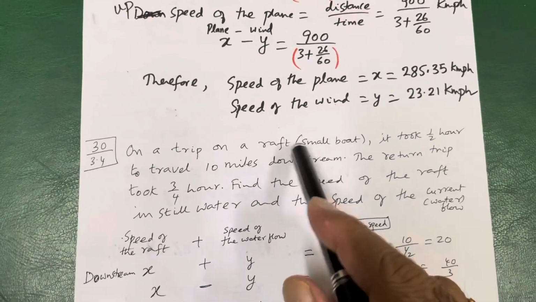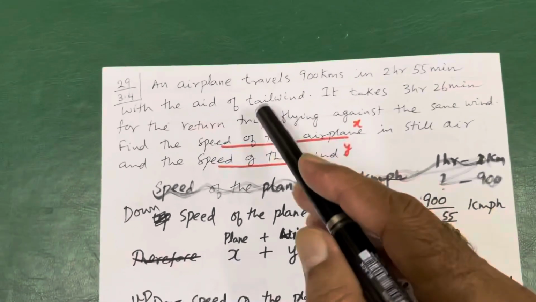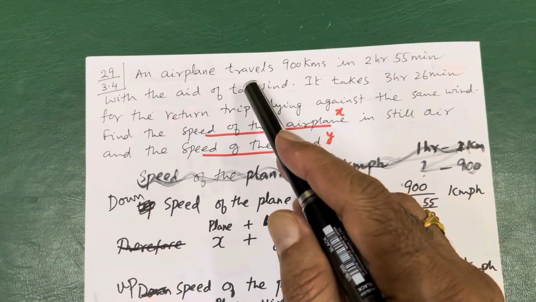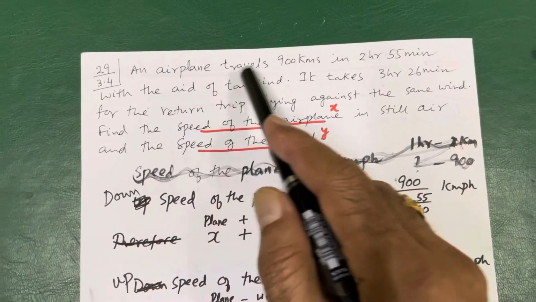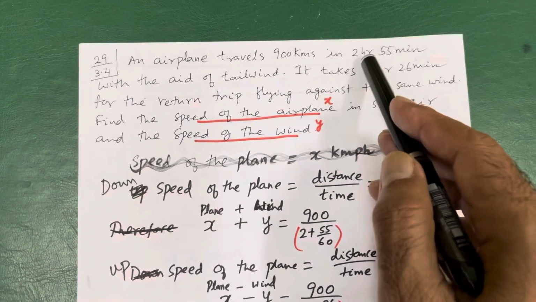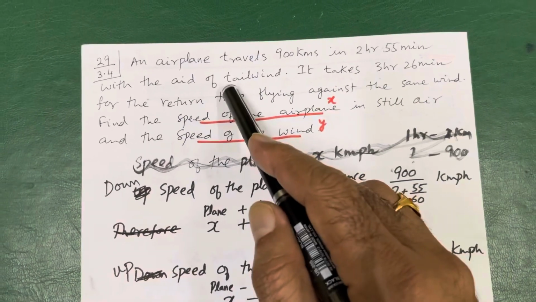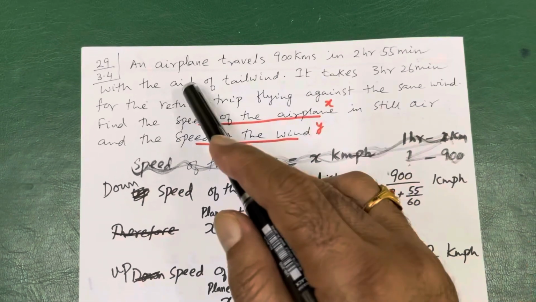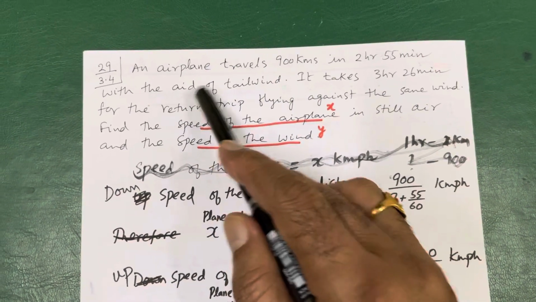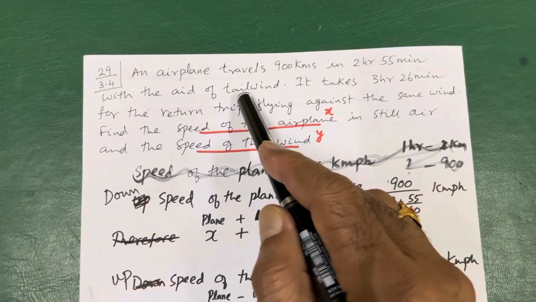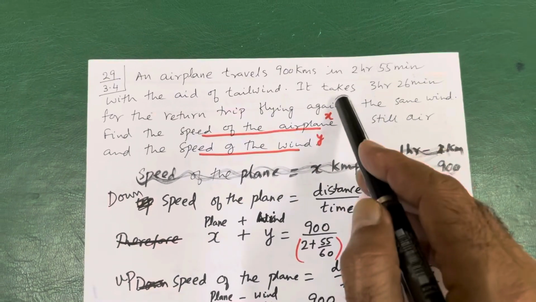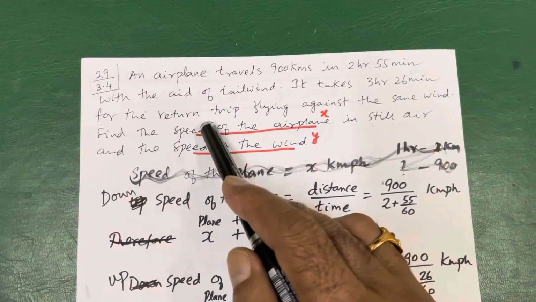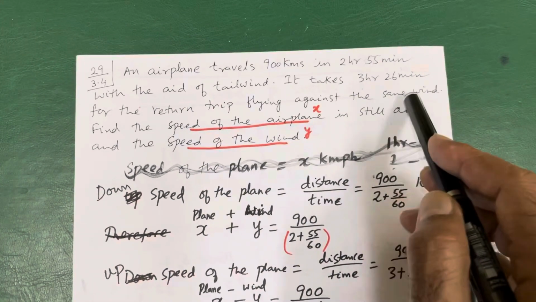Let us see this problem. In the same problem, here we used boat and water. Here is an aeroplane problem where aeroplane and air are used. An aeroplane travels 900 kilometers in 2 hours 55 minutes with the aid of a tailwind, that is, with the force of the air, so the airplane took a short time. It takes 3 hours 26 minutes for the return trip flying against the same wind.